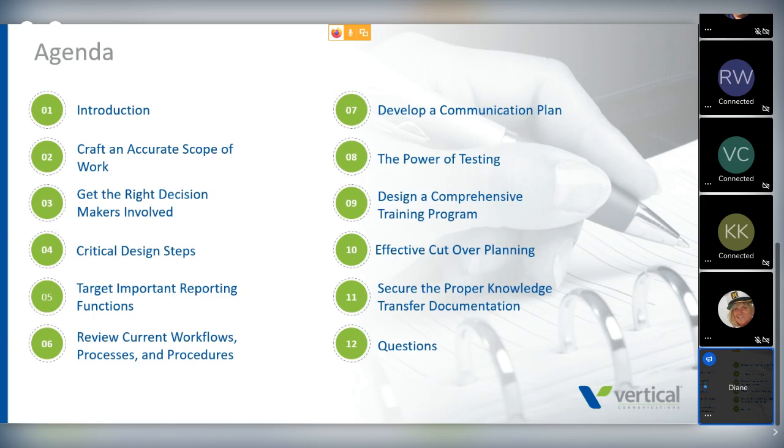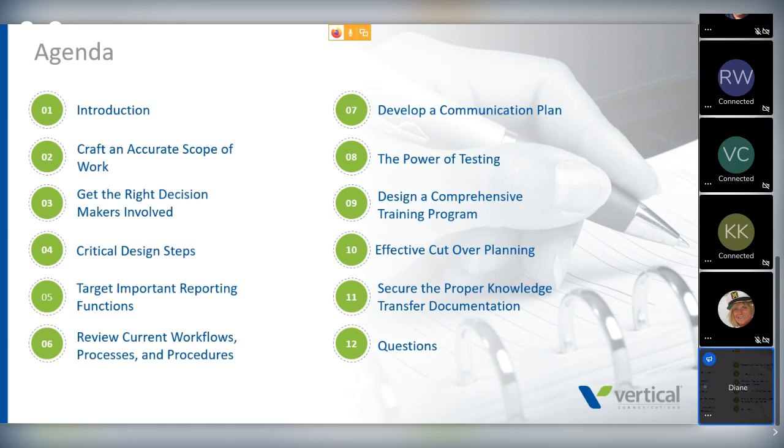What we're going to do is take a look at crafting an accurate scope of work and why that is so important. Getting the right people involved in the deployment. What are the critical steps in design that you have to take in order to make the deployment successful? We're going to target reporting, which is often an area that I find is missed until too late. We're going to look at current workflows, processes, and procedures, and you might wonder, what does that have to do with the contact center technology deployment? We're going to talk about a communication plan.